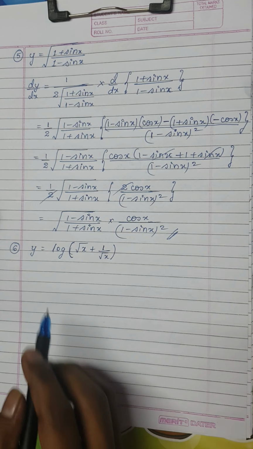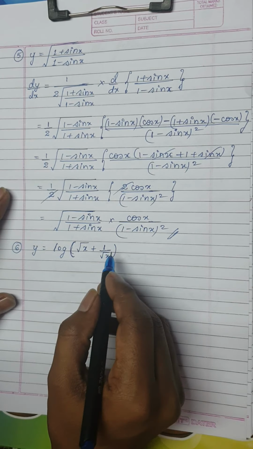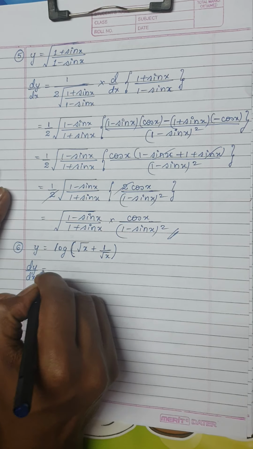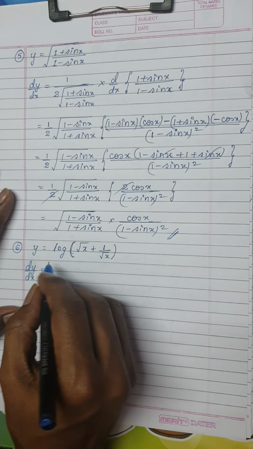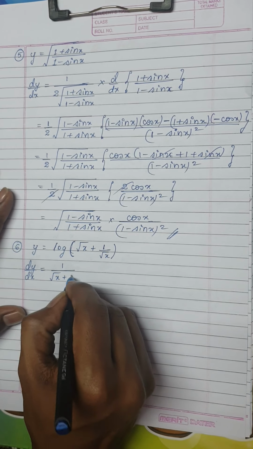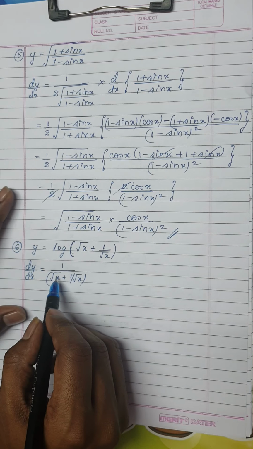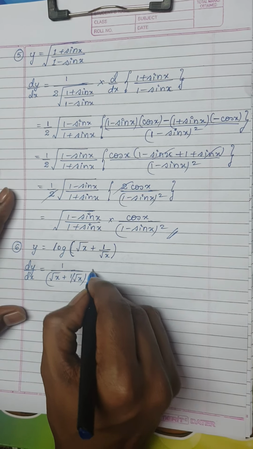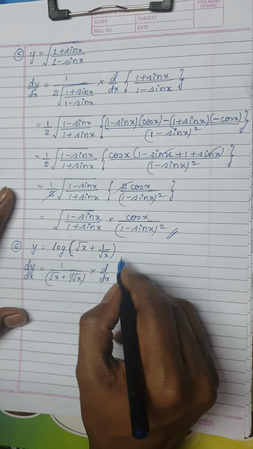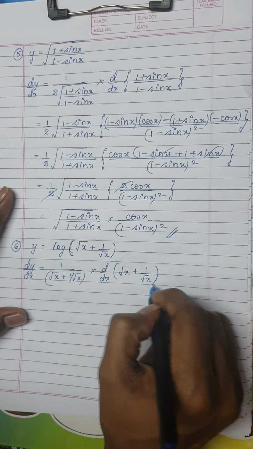Moving on to the next question, I have y is equal to log of (root x plus 1 plus root x). Okay, let's start the differentiation. Dy by dx is equal to, log of f of x, we know that it is 1 by f of x. So 1 by (root x plus 1 by root x), that is 1 by f of x into differentiation, that is d by dx of (root x plus 1 by root x).